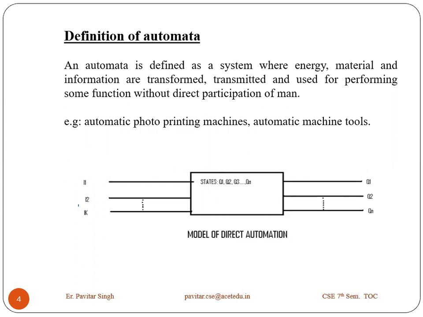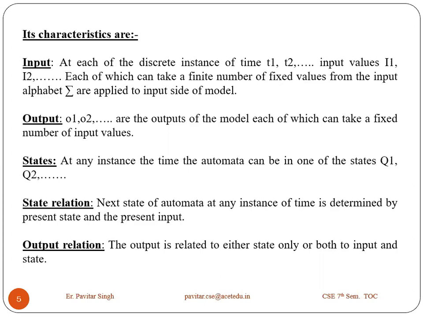So this is the simplest definition for automata. Next we have its characteristics. We have 5 characteristics for automata. The very first one is input, the second one is output, the third one is states, then we have state relation, and last but not the least we have output relation.